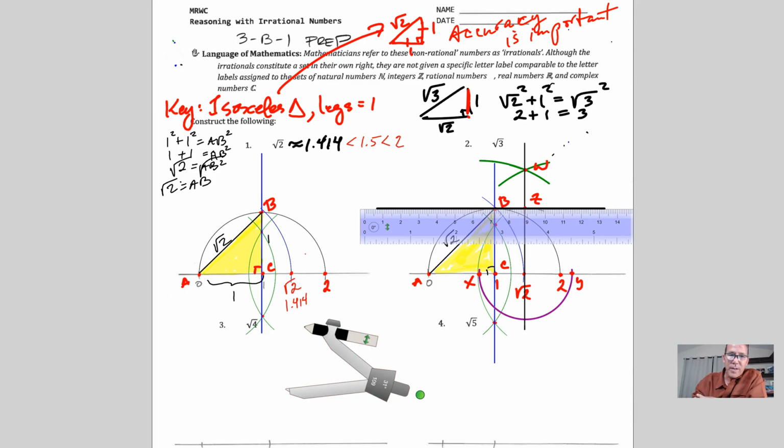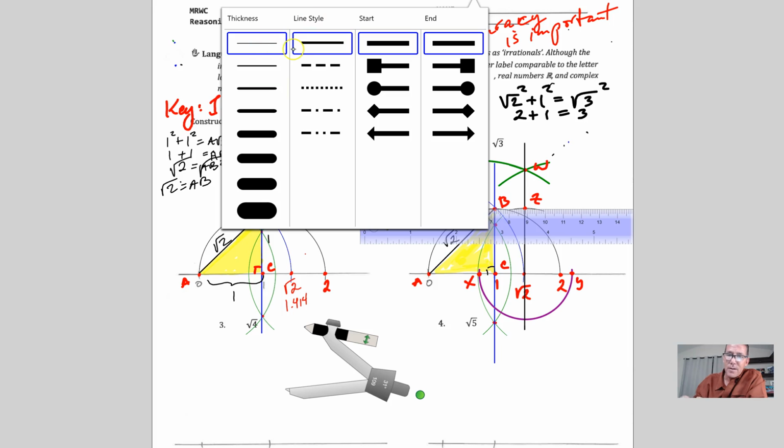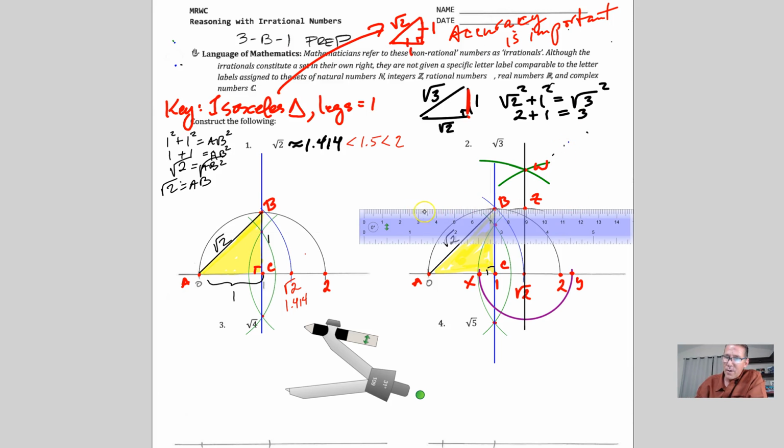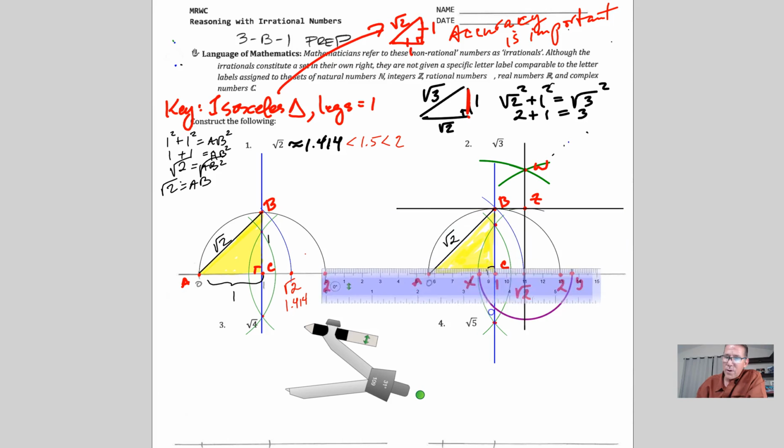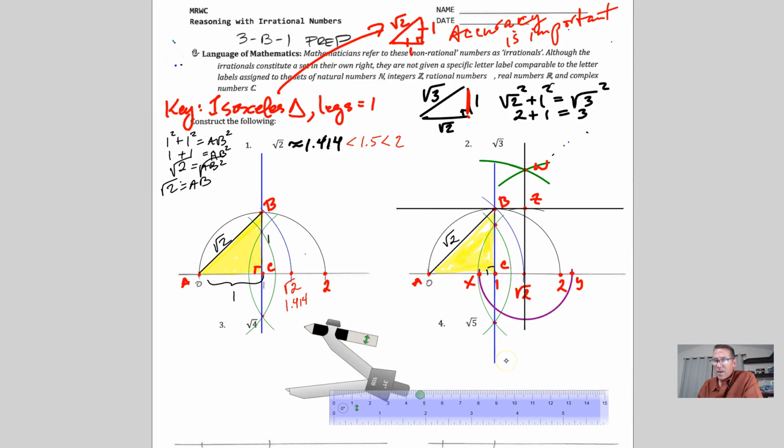Whoa, oh, I don't want it that thick. You want your lines thin. Okay, here we go. So you can see that the given line, the starting line, and that line are parallel. You can even put the parallel symbols right there. Those are parallel. And we're almost done with the construction. So what we need to do is draw the new triangle.